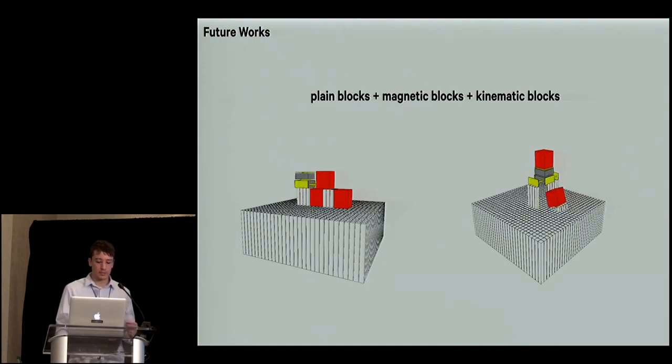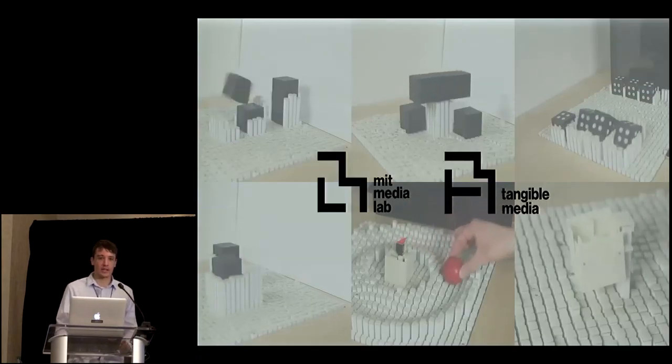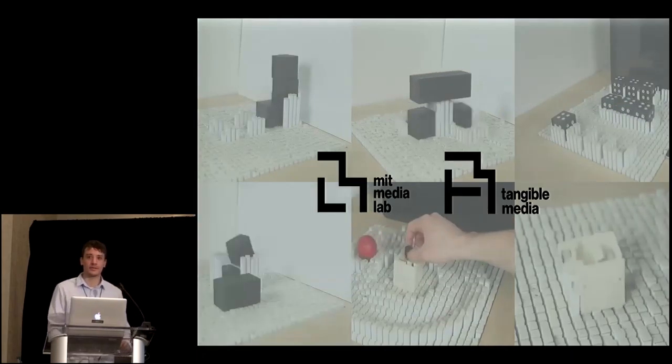I presented the plane, the magnetic, and the kinematic blocks. In future work, we also plan to look further into the combination of the different blocks on the shape display and to explore possible new techniques and applications. The research I showed today also presents another instance towards our radical atoms vision. And this concludes my presentation of kinetic blocks, and I'm now happy to answer any questions.